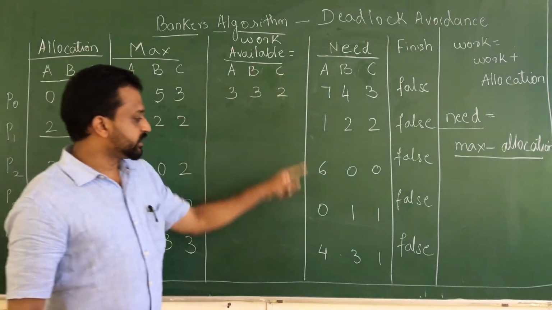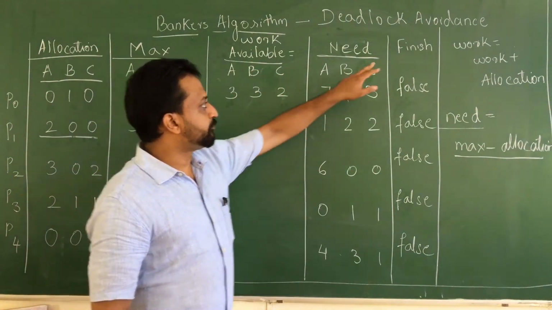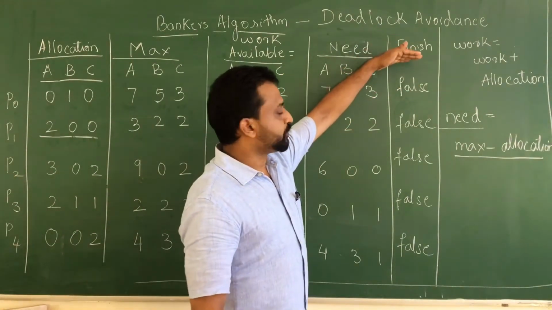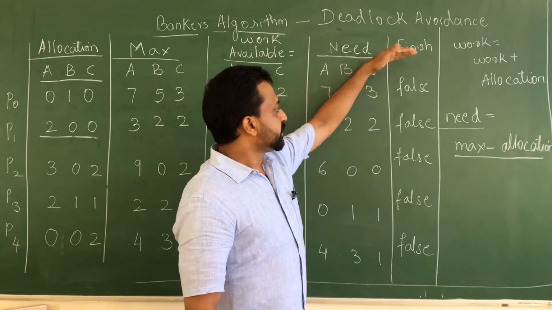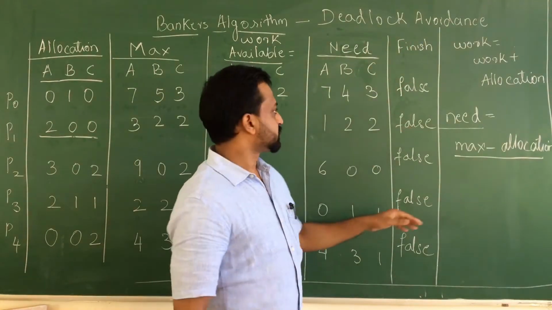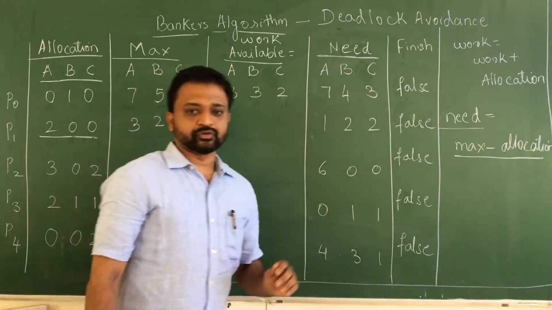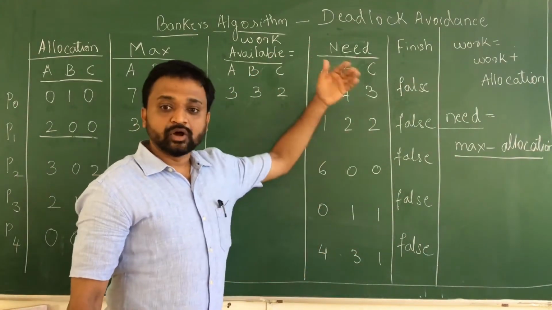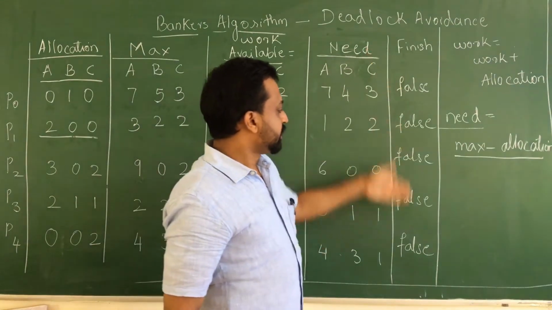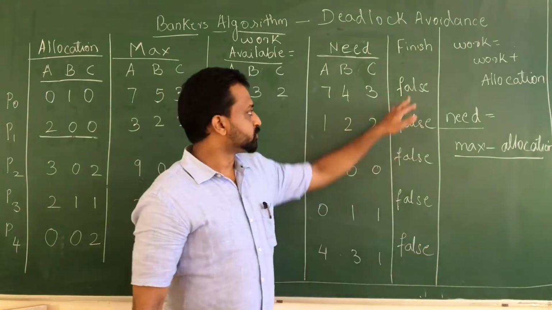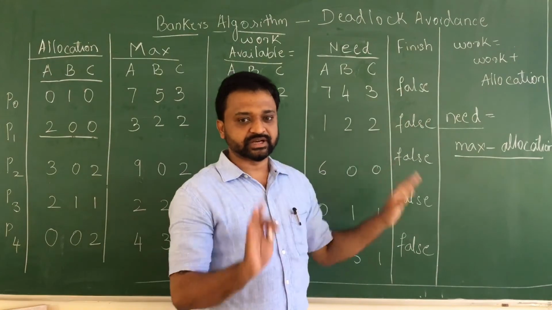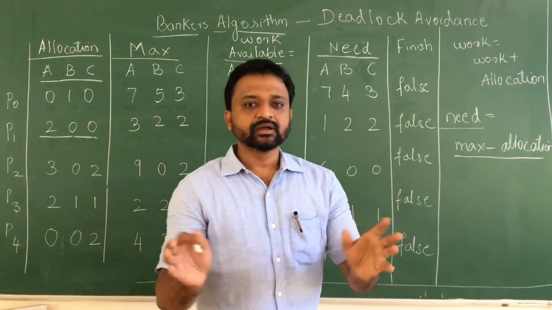After calculating the Need array, we have to make sure that the Finish array is set. The first initial step is that Finish is false for every process. So we have set false for every process, from P0 to P4. All the processes are not finished. This is what this array mentions. We don't have any process finished yet. All processes are waiting to be executed.